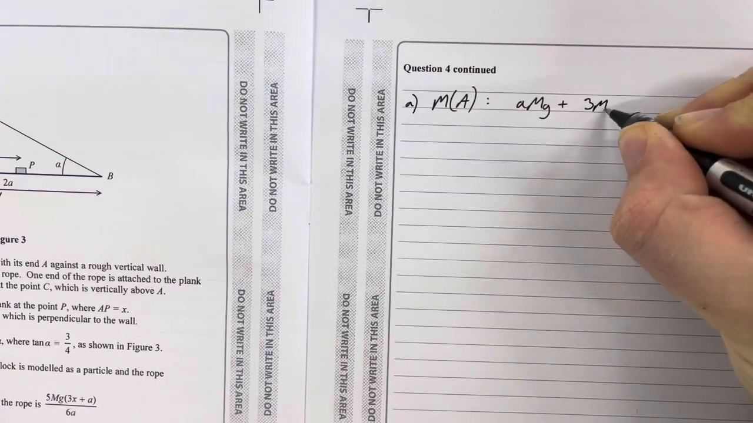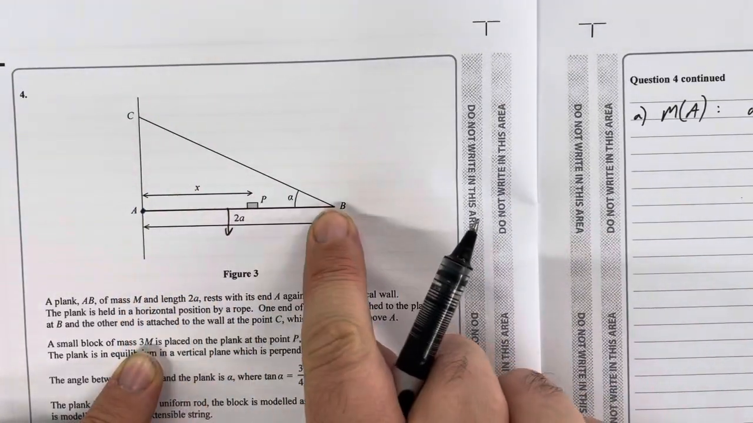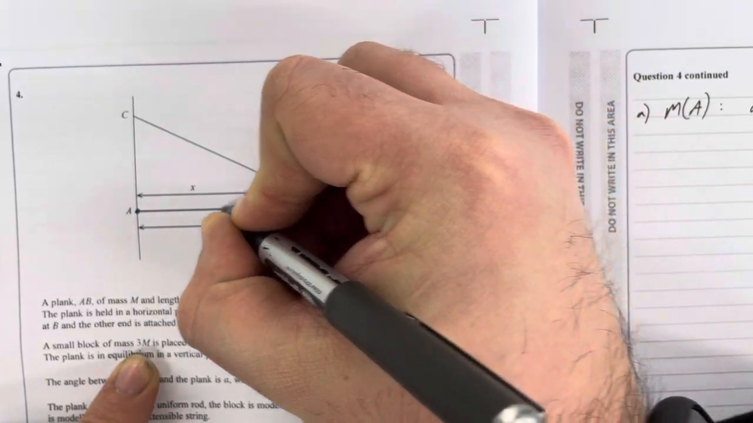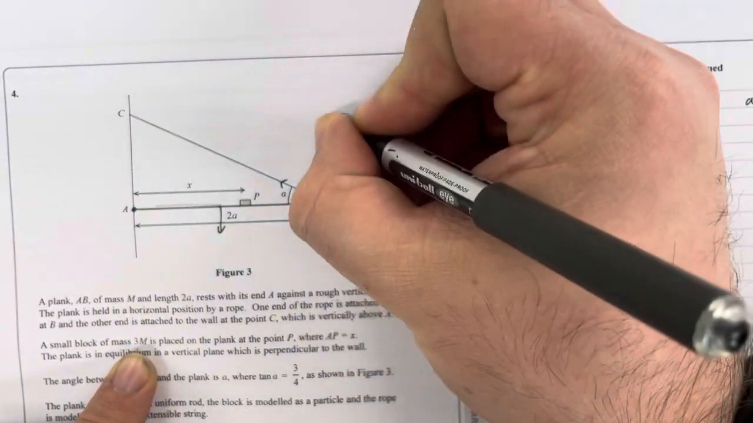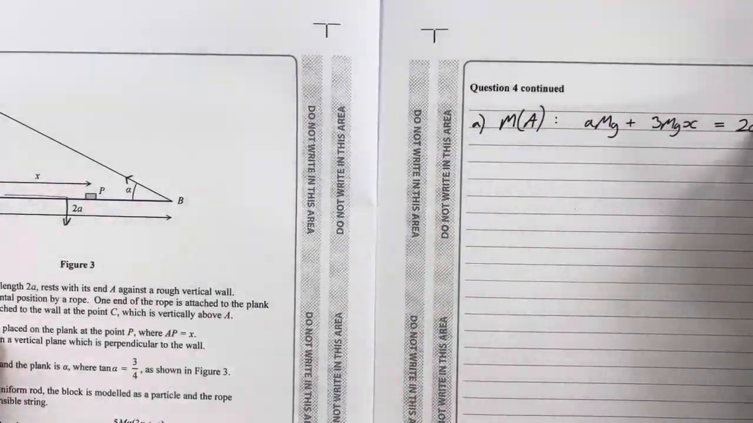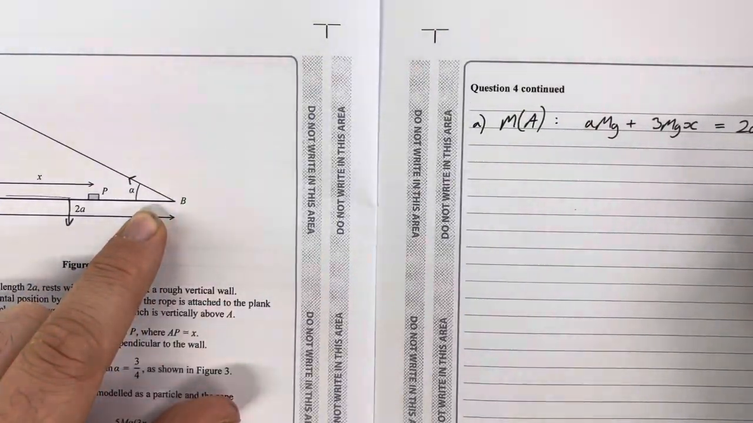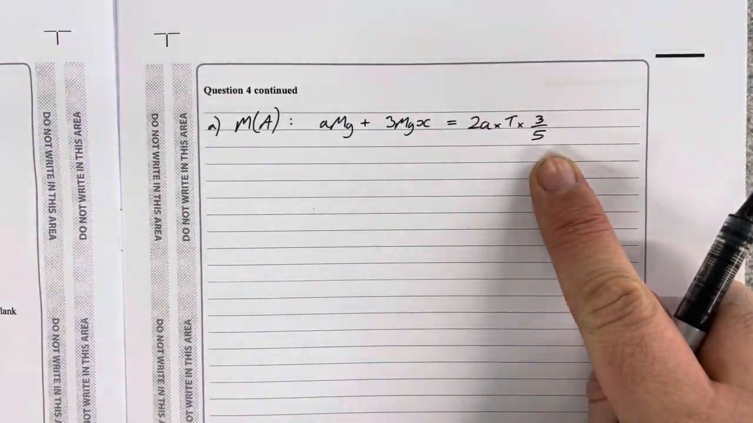So 3mgx, and that's going to equal the tension in the string. But I need to split that out into a horizontal component, which is going to have a zero moment, and a vertical component, which is going to have a 2a times that figure moment. So it's 2a times the tension multiplied by the sine of alpha, and the sine of alpha is 3/5, because tan of alpha is 3/4.